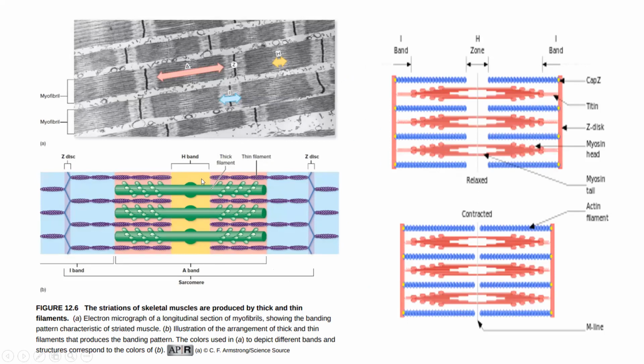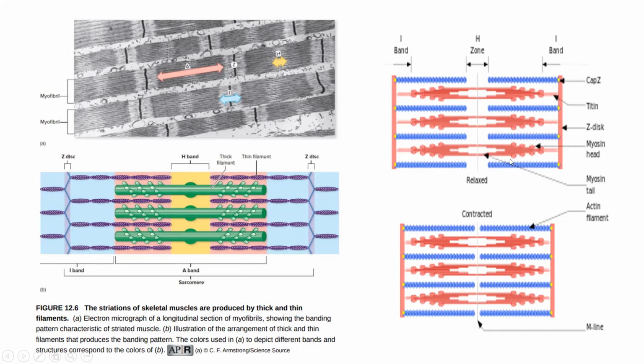Now let's take a look. Here we have the I band, which only includes the actin chains, only actin molecules. The H band only includes the myosin chains. As for the A band, it includes both myosin and overlapping actin.